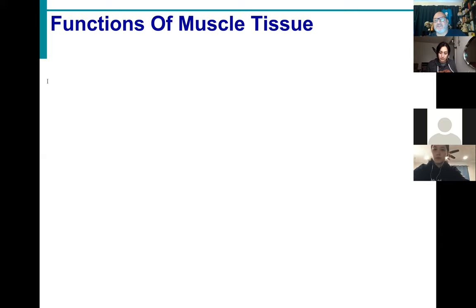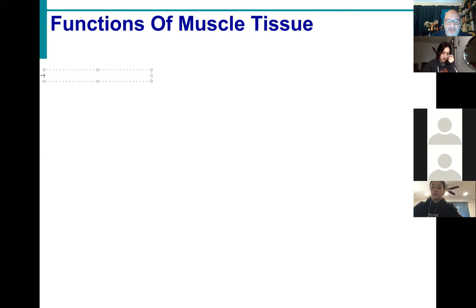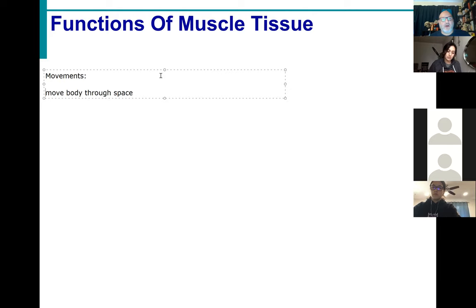Flexion and extension. Excellent. Okay, so I like both of those things. When we do think of things like flexion and extension, abduction, adduction, all of those things, movements, that's one of the big key things. And in this case, we're talking about movements through space. Absolutely, the ability to basically use the skeletal system, use them as levers to move the body through space. So absolutely, that is an example of a movement that our muscle tissue allows.